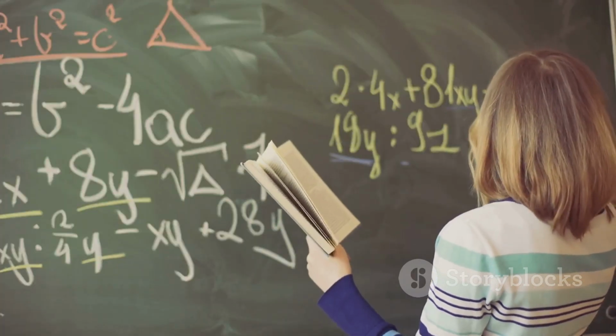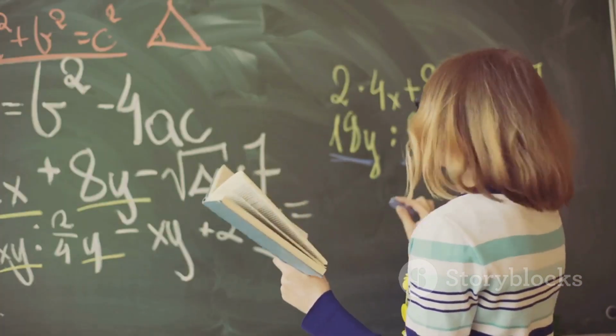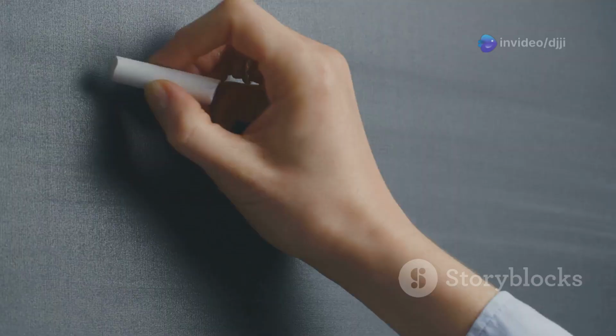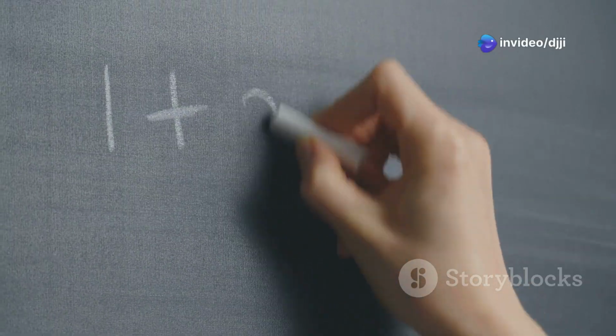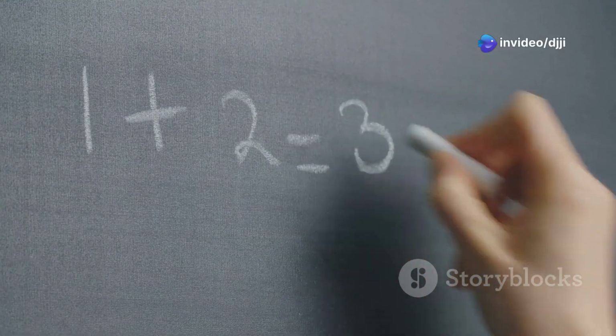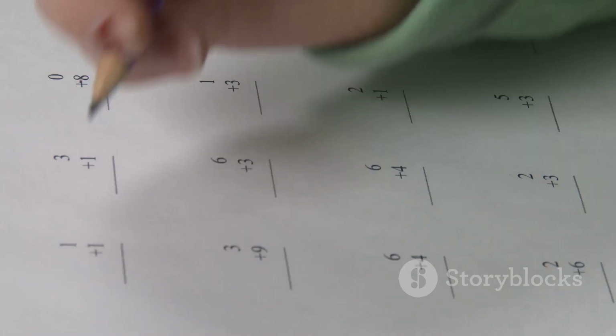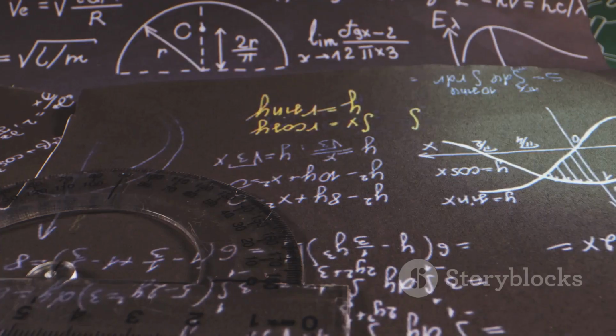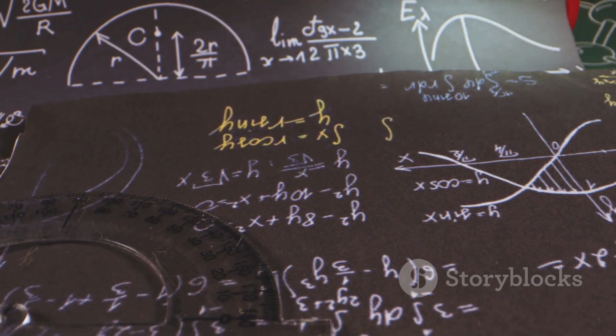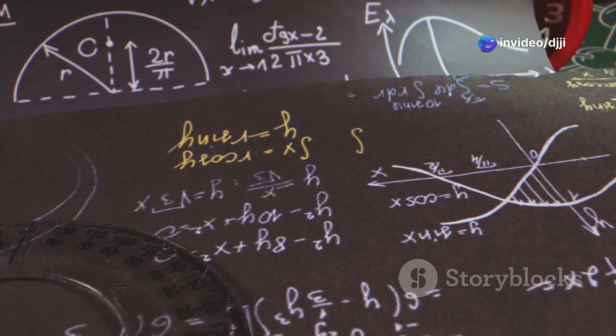Step 1. Rewrite 1 as the square root of 2 divided by the square root of 2. The expression becomes the square root of 5 minus 1 divided by the square root of 2 plus the square root of 2 divided by the square root of 2. Step 2. Combine the terms. The expression now becomes the square root of 5 plus the square root of 2 minus 1 divided by the square root of 2.